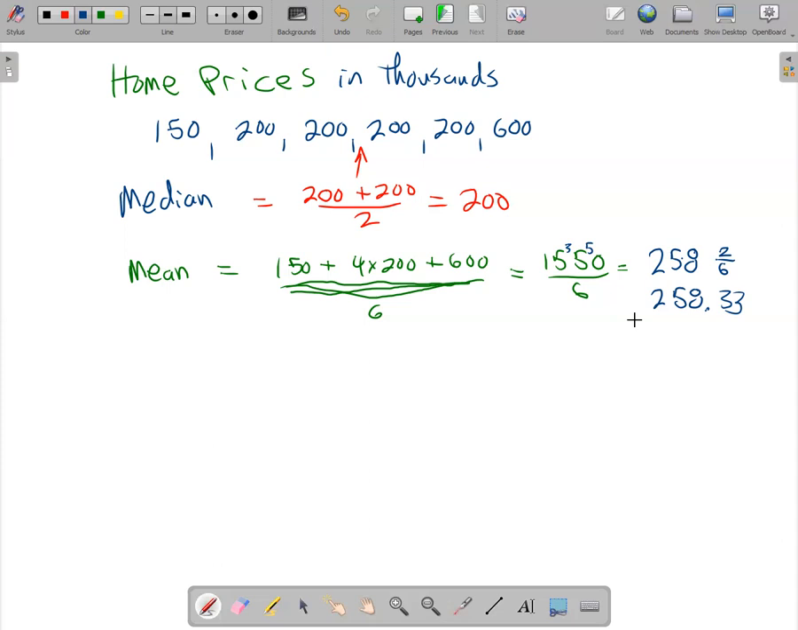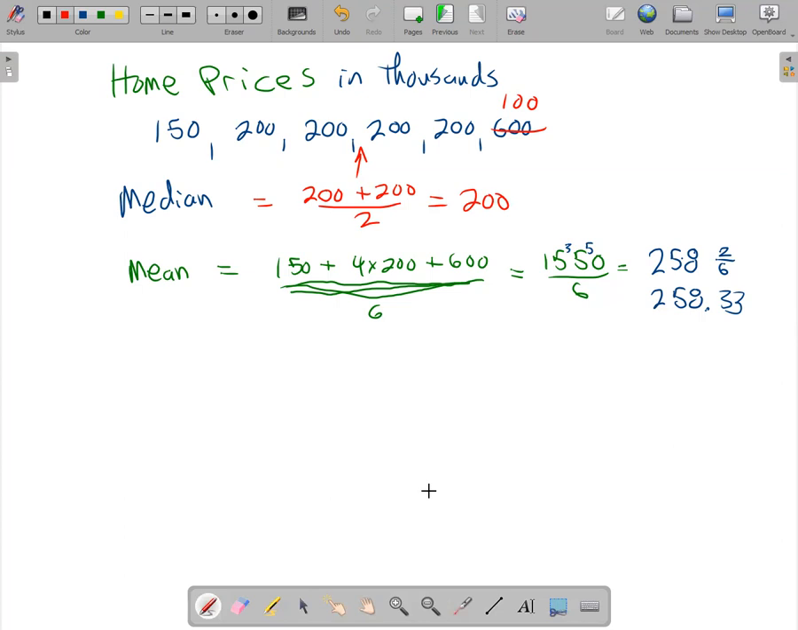Now, here's another thing to point out. Let's suppose that they did some major upgrades to that house and it's now worth $1 million. I'm sorry, $1,000,000 would be 1,000. Let's say it's now worth $1,000,000. What's the median? It's still 200, right? 200s are in the middle. So the median doesn't care what the maximum is. It just says, hey, I'm the number in the middle.